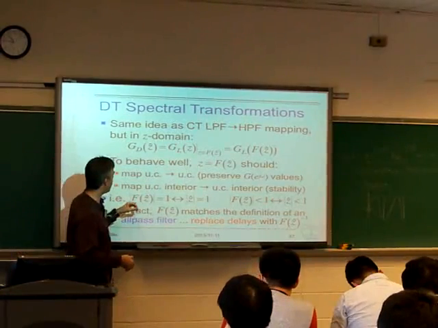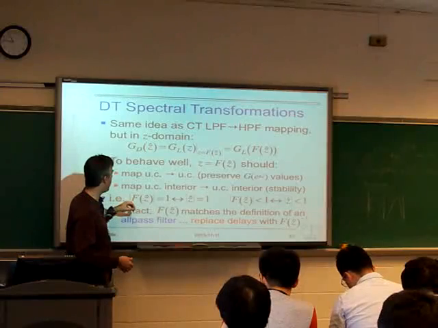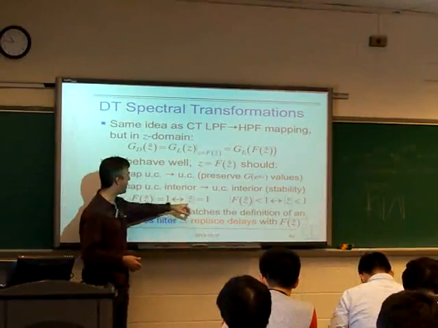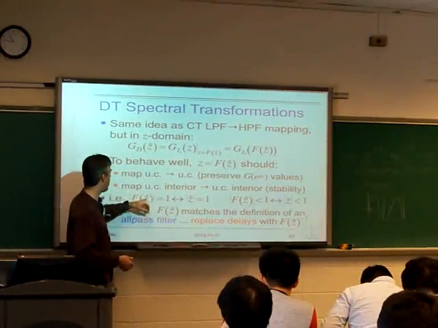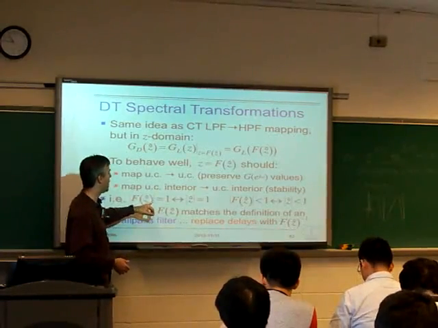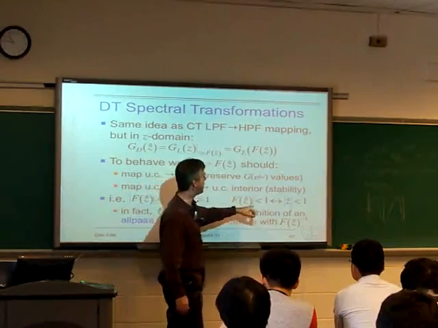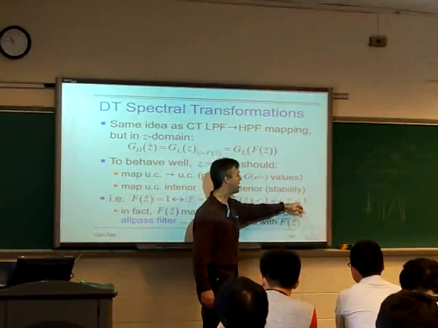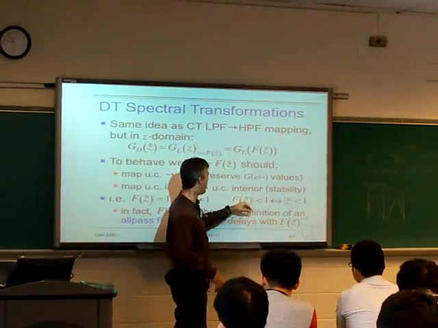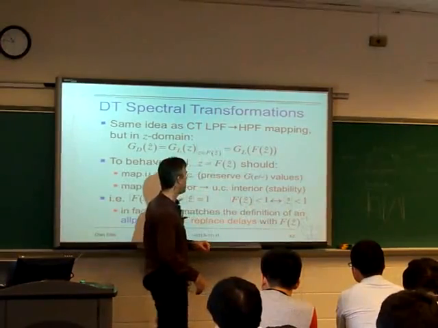So mapping the unit circle to itself means that for the magnitude of z hat equal to 1, we want the magnitude of f of z hat to be equal to 1. And mapping the interior of the unit circle to itself means that for magnitude z hat smaller than 1, so that's all the points in the inside of the unit circle, we want the magnitude of f of z hat to be smaller than 1.